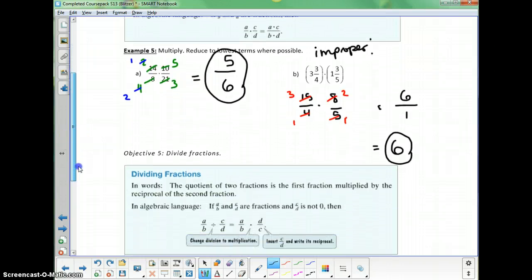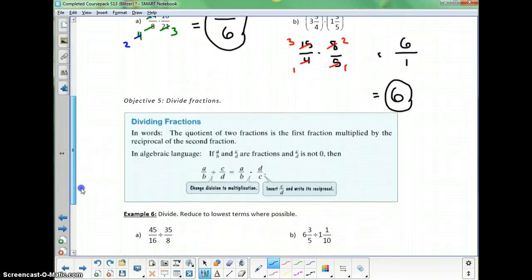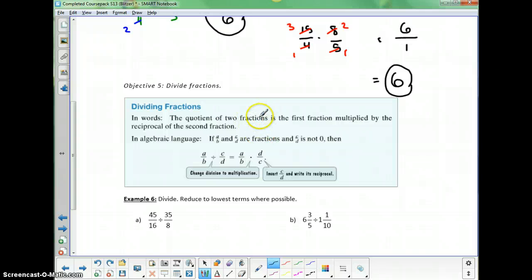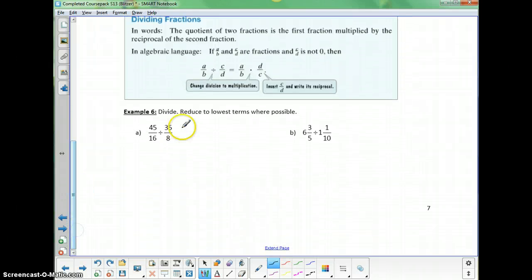Okay. When I'm dividing fractions, I'm going to multiply the first fraction by the reciprocal of the second fraction. Okay, so one of the other ways of saying it is I copy the first fraction, change the sign, and flip the second fraction. So this is 45/16 times 8/35. Okay, we've changed it from division to multiplication by flipping the second fraction. So now the rest of it works just like multiplication.